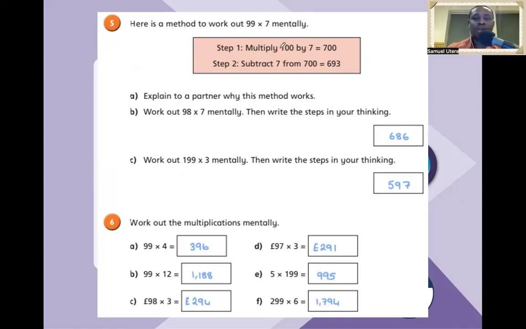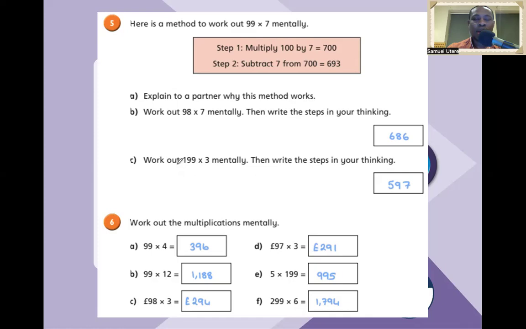The method works because 99 times 7 is 99 lots of 7. So if you do 100 times 7, you simply added one more lot of 7 to what you would normally get if you do 99 times 7. So if you do 100 times 7, which is 700, you can just take 7 from 700, which is 693. And you can use the same method to do this because you can take 7 and then take away 7 again, which will be 686.